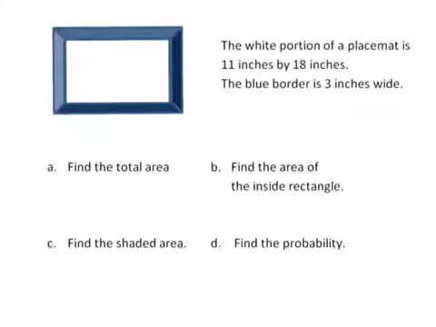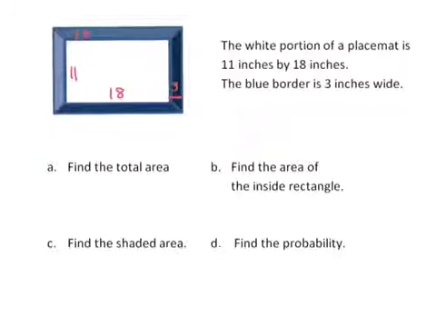So in the directions it says the white portion of the placemat is 11 inches by 18 inches. Alright, so 11 by 18 for the inside white rectangle. Then it says the blue border is 3 inches wide. Now that means all the way around that's 3 inches. So right here, for example, from here to here, that border is 3 inches. And that's true anywhere in the diagram. So right here, that would be 3 inches as well.